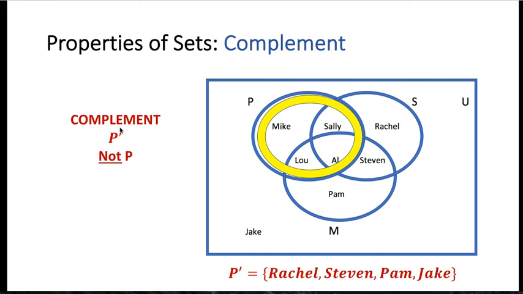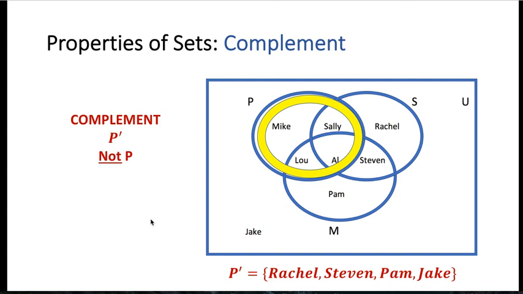Now let's talk about a new term, this idea of complement. The notation for complement is this P with a slash, P complement. Those are those elements that are not in P. So P is Mike, Sally, Lou, and Al, all the students that like pepperoni on their pizza. And so P complement, or not P, would be all those students that don't like pepperoni on their pizza. And that would be Rachel, Stephen, Pam, and don't forget Jake.